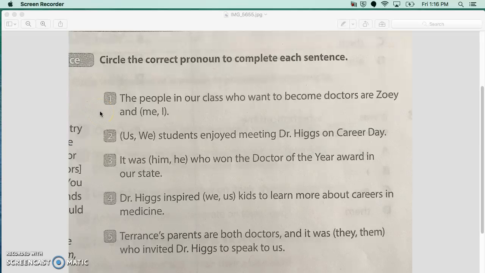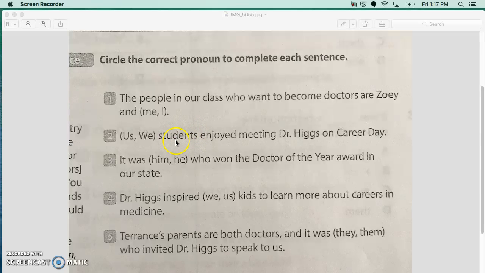Sentence number 2 is a little bit different. So if you look at sentence 2, us or we students enjoyed meeting Dr. Higgs on career day. Take a look at your notes at the top of your paper. It says to get rid of fluff or the noun after the pronoun. So you need to get rid of what word? Yeah, you're going to get rid of students.